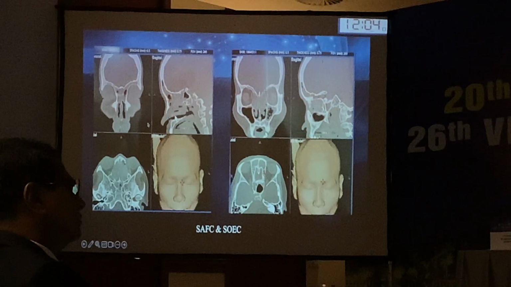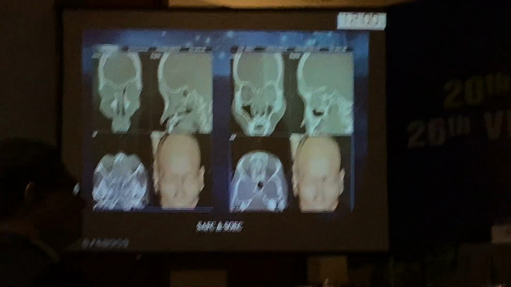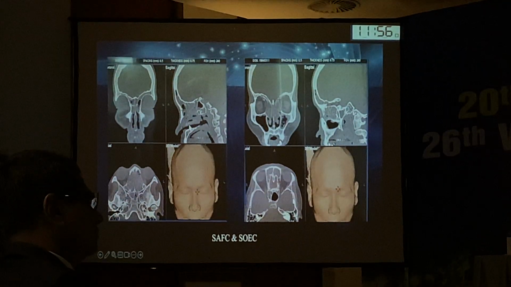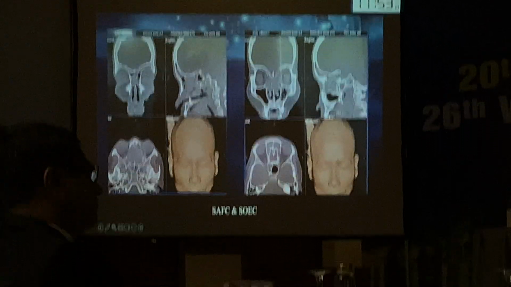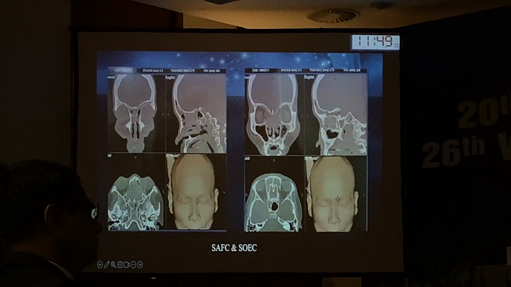This is a case. In this case, we have the agger here. Above the agger, we have a supra-agger frontal cell. And in this patient, we also have the supraorbital ethmoid cell, and this is the anterior ethmoid artery in a mesentery.